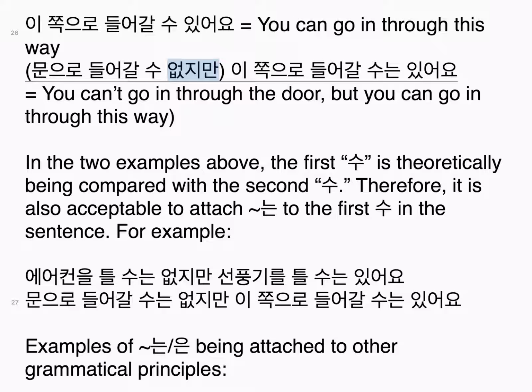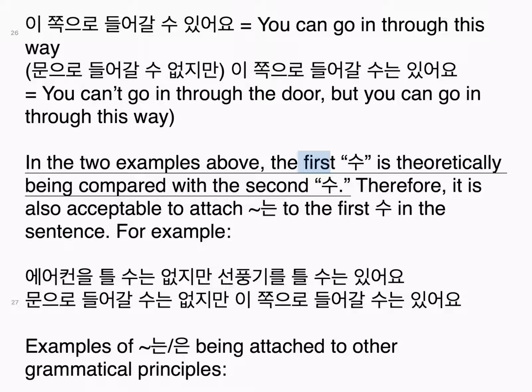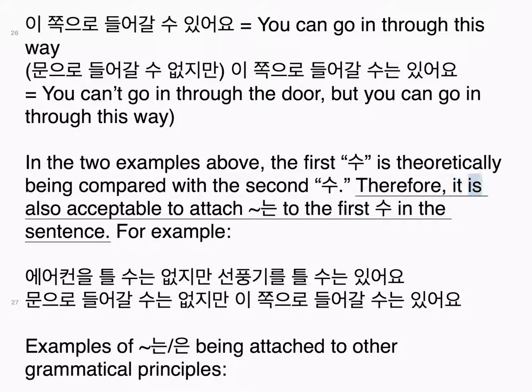문으로 들어갈 수 없지만 이쪽으로 들어갈 수는 있어요. You can't go in through the door, but you can go in through this way. In the two examples above, the first 수 is theoretically being compared with the second 수. Therefore, it is also acceptable to attach 는 to the first 수 in the sentence. For example, 에어컨을 틀 수는 없지만 선풍기를 틀 수는 있어요.